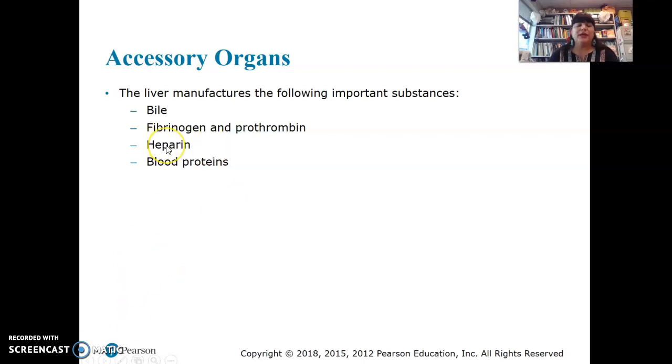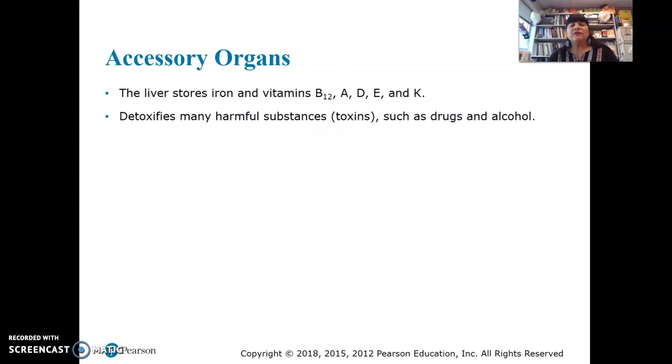Heparin, that has to do with blood anticoagulation. The liver stores B12, A, D, E, and K vitamins, and detoxifies. You hear about alcoholism in the liver. The liver is a huge detoxifying organ. So it takes that alcohol, which is a toxin, and breaks it down.